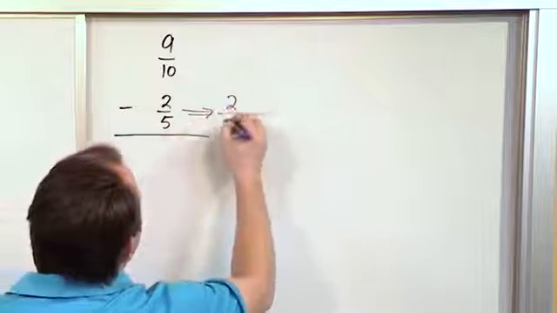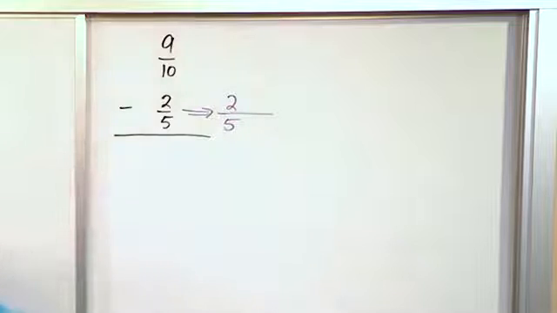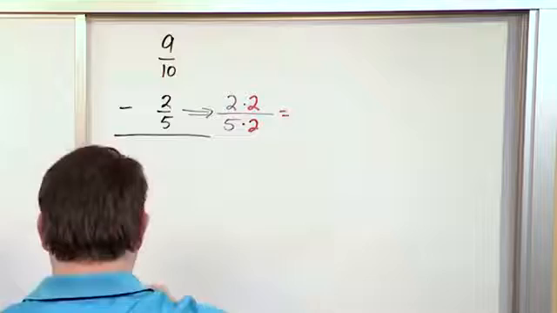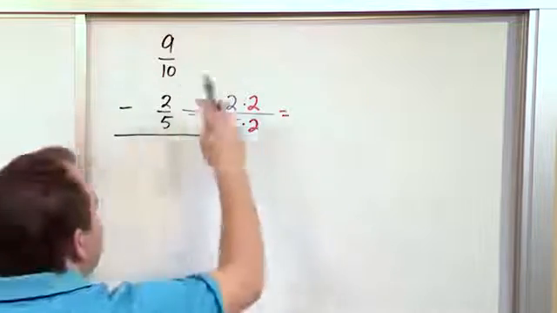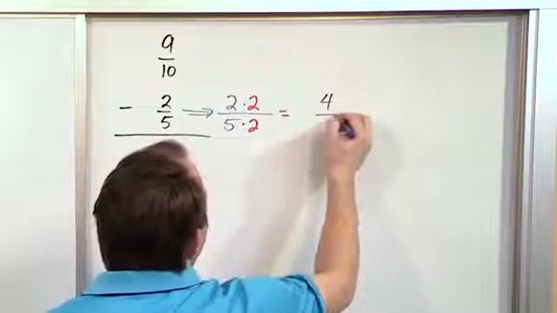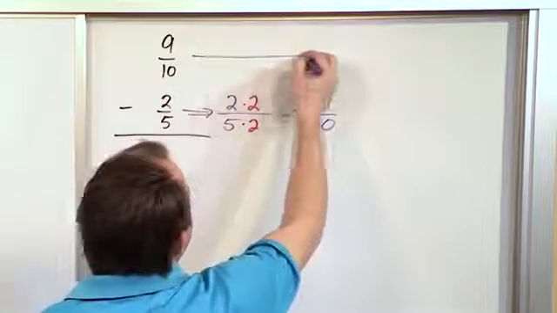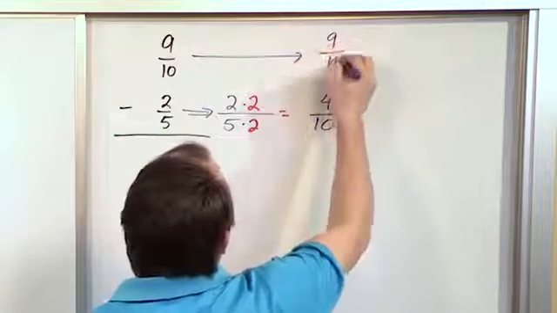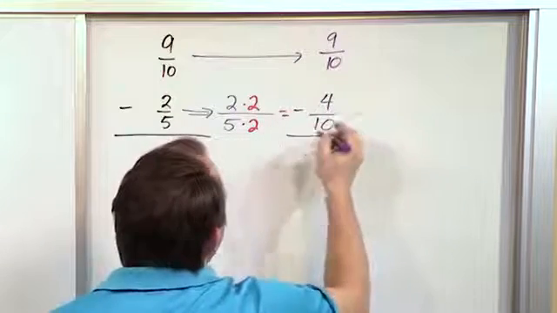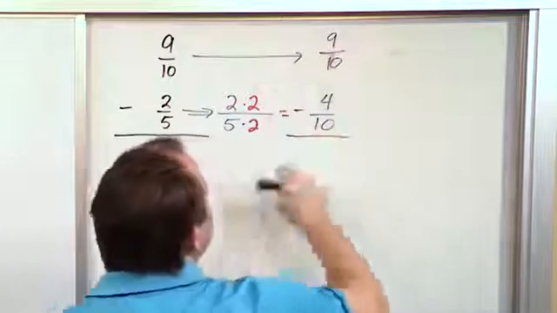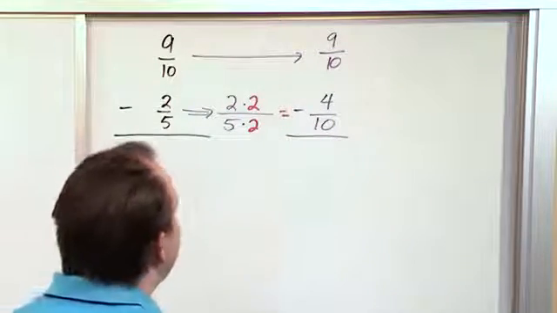So if I have 2/5, and I want to do that, I'll multiply the bottom by 2 and the top by 2. The reason I'm doing that is to make 10 on the bottom, and so over here I'll have 4/10, because 2 times 2 is 4, 5 times 2 is 10. This one, I don't have to do anything to, I'll just keep it as 9/10, and I'll remind myself that I'm subtracting here. So when I look at this now, I have two fractions, both that have a 10 on the bottom. Now I'm okay to subtract.